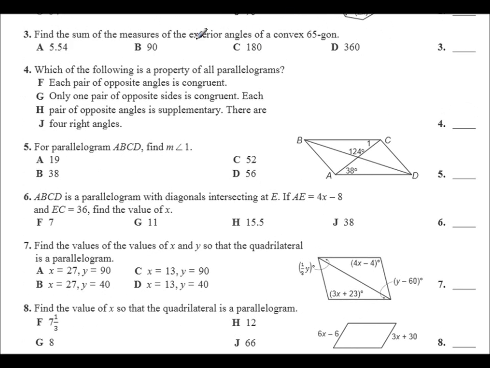Number 3, this is kind of a trick question. It says find the sum of the measures of the exterior angles. Well, remember, the sum of all the exterior angles of any polygon is always 360 degrees.